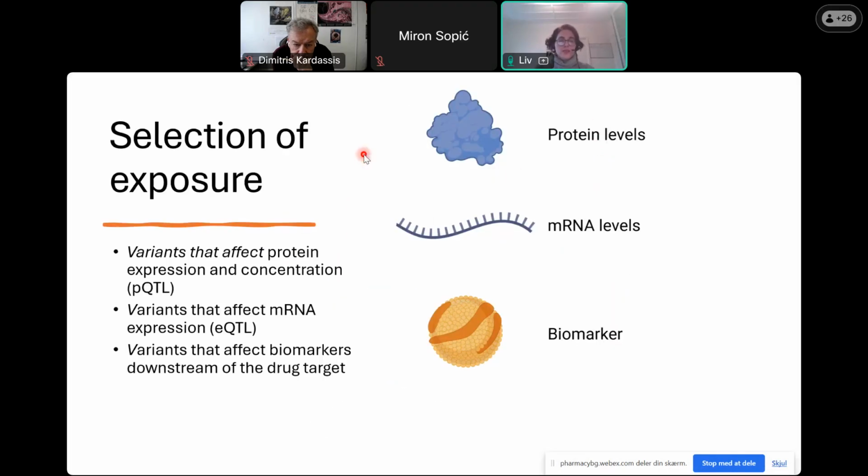When you select exposure, you can select different exposures, so you can choose protein levels, for example. So if this was HMGCR, it would be protein levels of HMGCR. You also call that pQTL. Then you can select variants that affect the mRNA levels of the drug target, called eQTL, or we can choose variants that affect a biomarker downstream of the drug target. So if it was HMGCR, the downstream biomarker could be LDL cholesterol, for example.